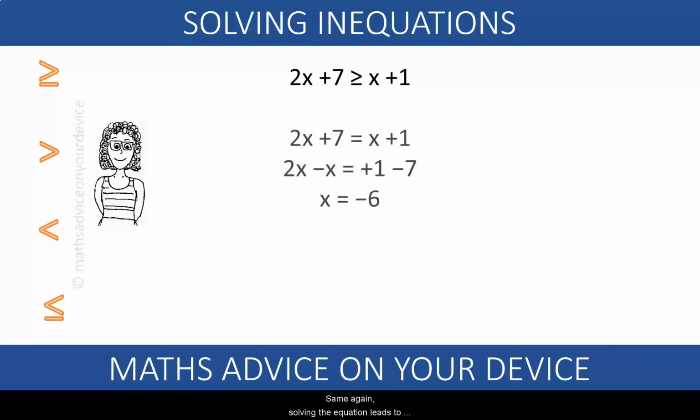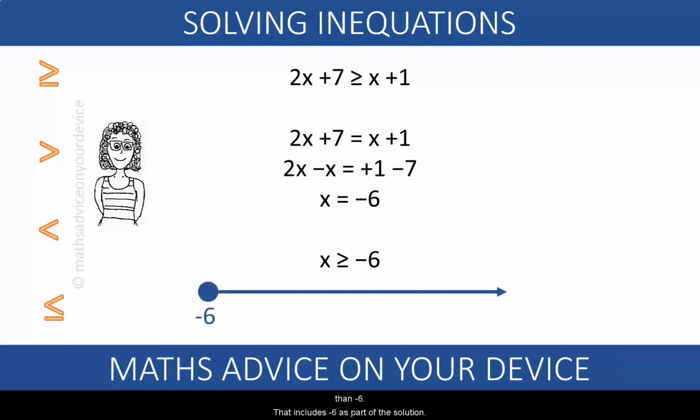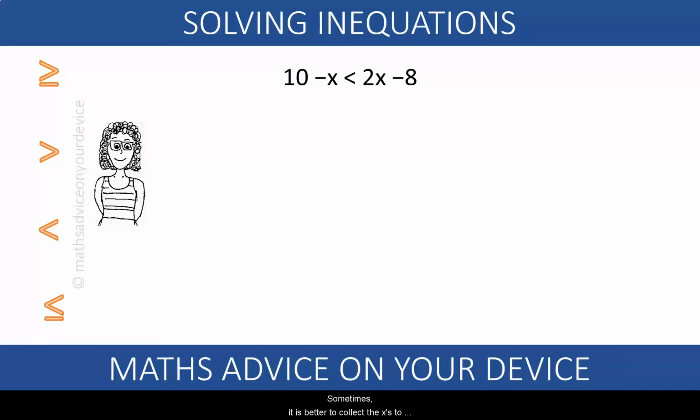Same again, solving the equation leads to x equals negative 6. Replacing the inequation symbol back, x must be greater or equal than negative 6. That includes negative 6 as part of the solution. Sometimes it is better to collect the x's to the right hand side.